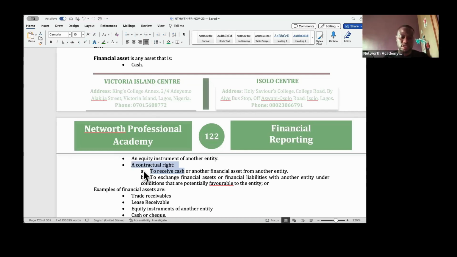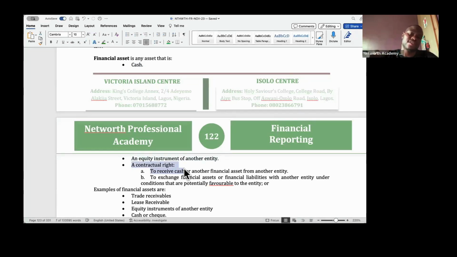So in this class today, what I need you to remember about financial assets is these three things I've highlighted. Financial asset is cash. That's first. Financial asset is investment in shares, meaning equity instrument of another entity. Thirdly, financial asset is also investment in debt, meaning contractual right to receive cash.